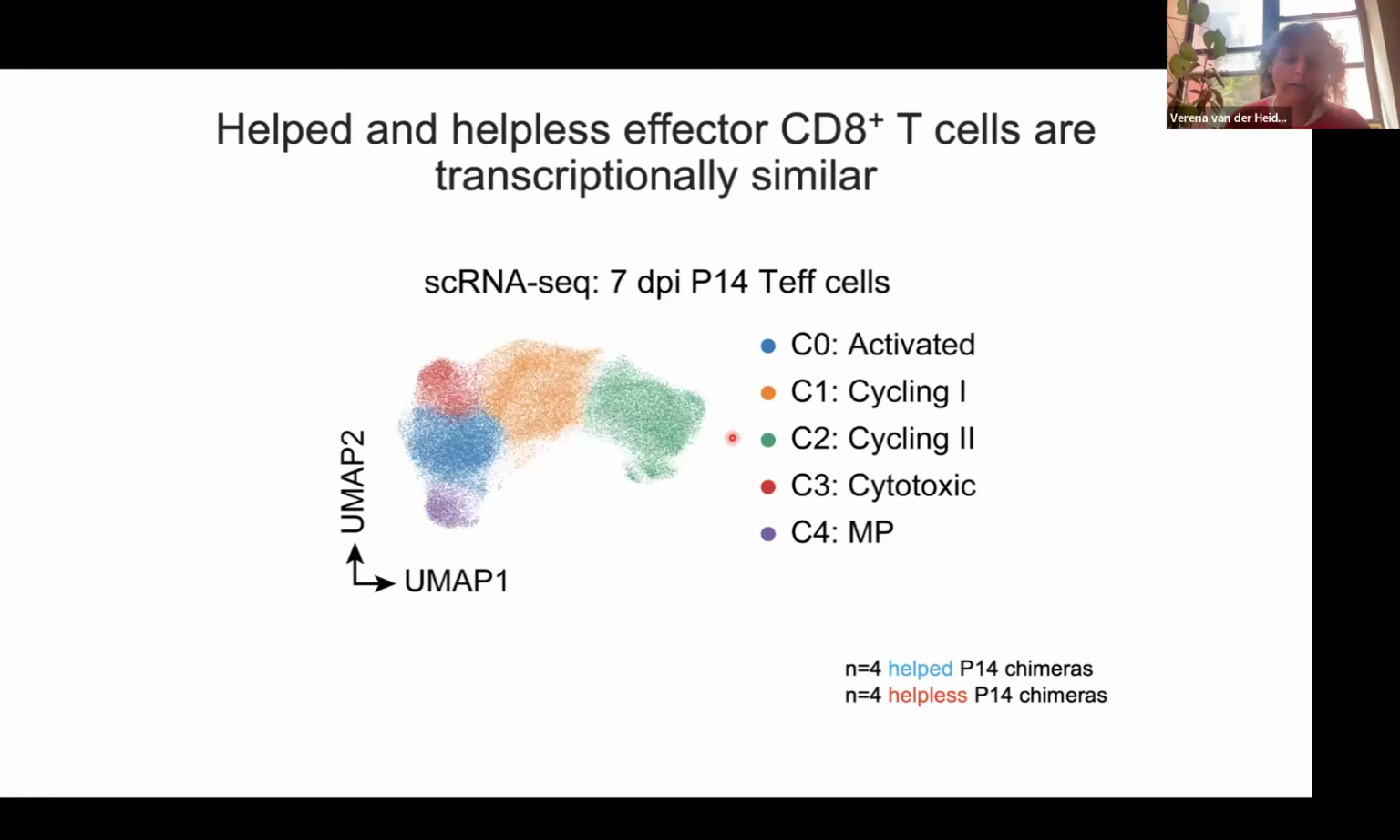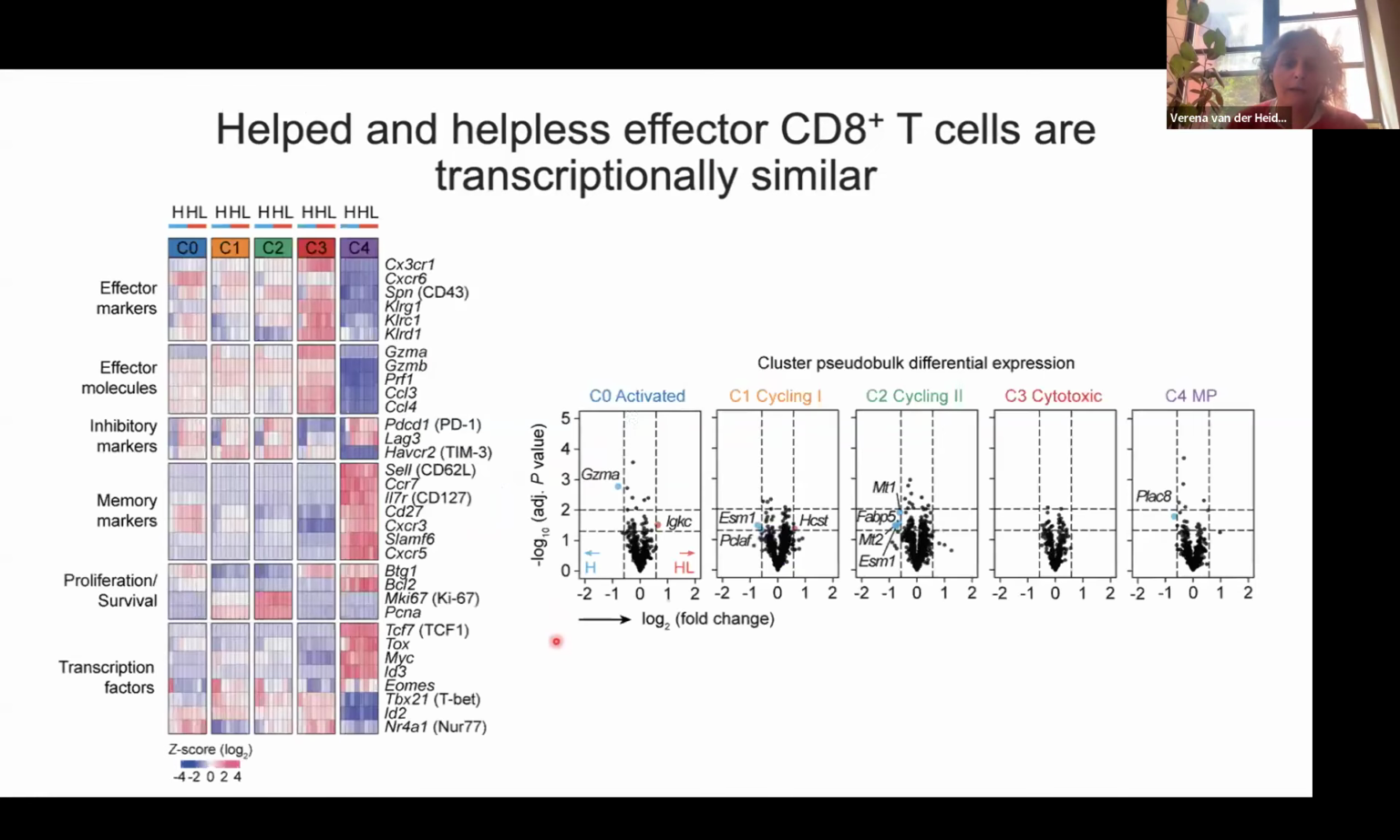To look at this in a more broader way, we then conducted single-cell RNA-seq analysis, and we used P14s that were coming from helped or helpless mice at 7 days post-infection. So this is a little bit before the peak of the effector expansion in these mice. And then we found in principle 5 different populations or clusters, which we called activated, cycling 1, cycling 2, cytotoxic, or memory precursor, based on the signature markers that they express, and also comparing it to a previously published data set. And then when we looked at the potential differentially expressed genes in these clusters between the helped and the helpless groups, we were actually not able to see any difference at all.